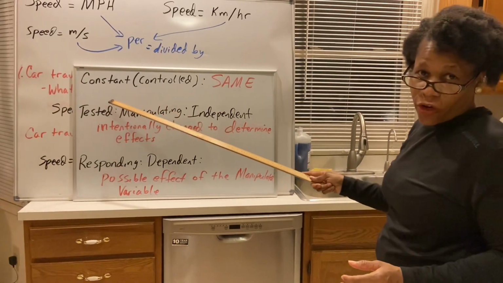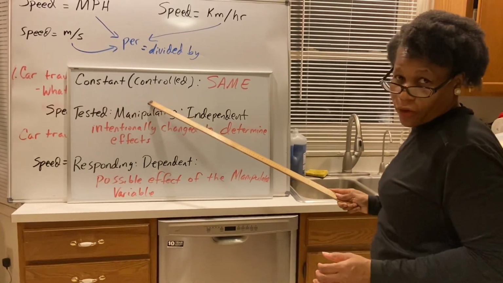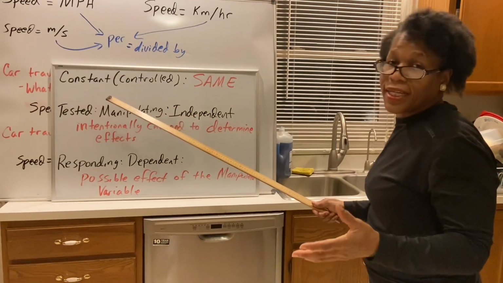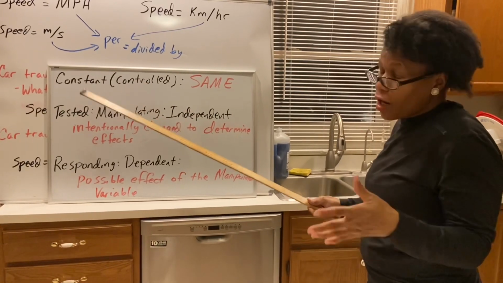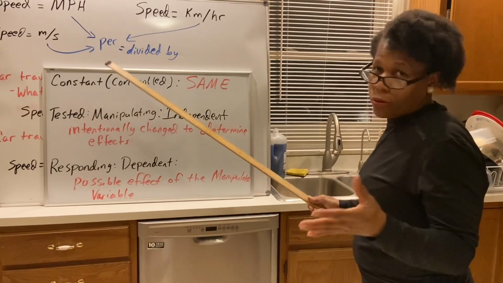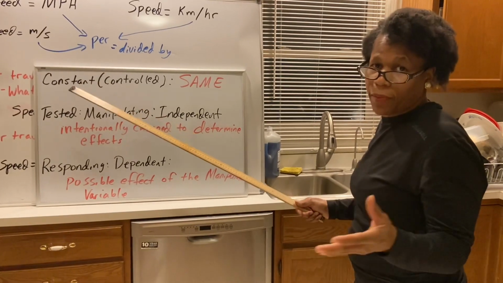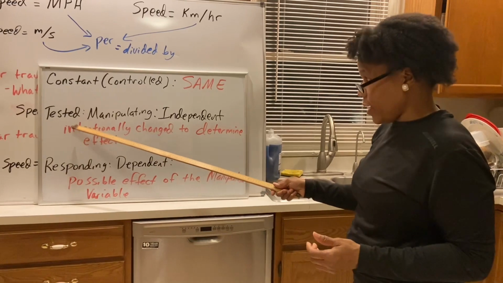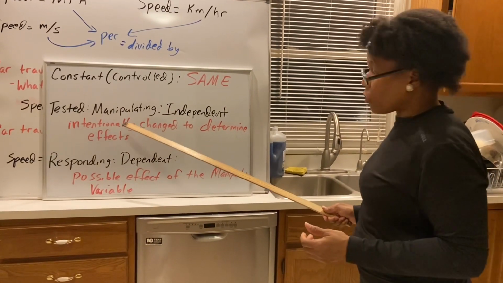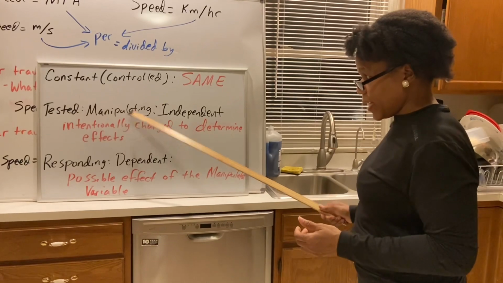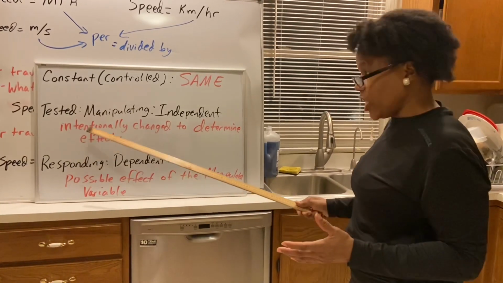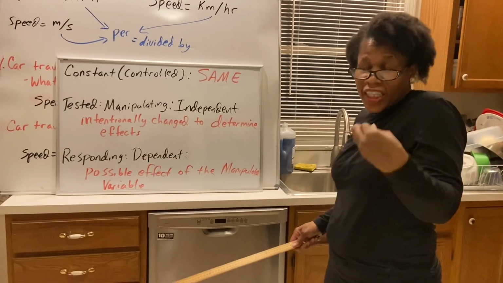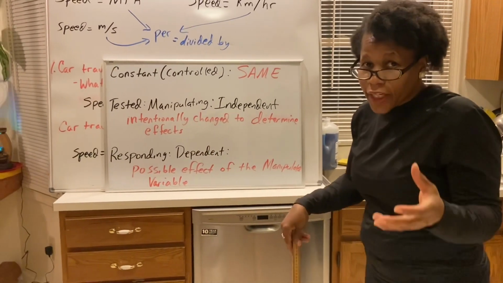A constant variable is a controlled variable. It is what is kept the same. Typically when we talk about controlled variables, we are referring to the materials, not all the time, but in this case, we definitely will be talking about what materials were kept the same each time we did the experiment. The tested variable, also called the manipulated variable or the independent variable, is what is intentionally changed to determine effect. So we are intentionally changing something, and it should be very clear what we're changing.